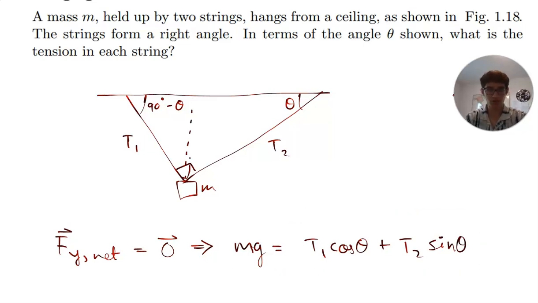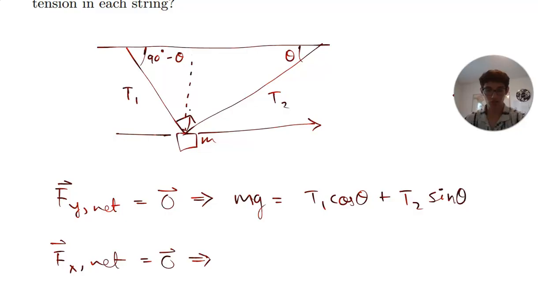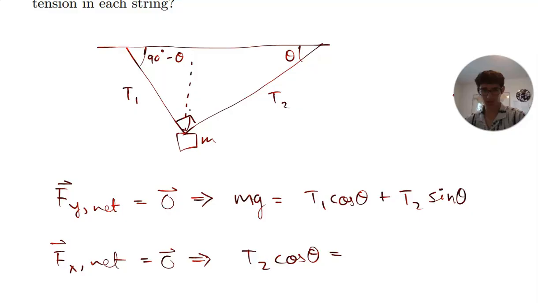Now there should be one more, of course, and that's going to come with the horizontal motion. So we know that the force in the x direction, the net force here, is also equal to 0, which means now we have to be a little careful with the signs, but essentially this force and this force, these components of tension 1 and tension 2, should end up cancelling. So we would just have T2 cosine theta is equal to T1 sine theta. Okay, not too bad.